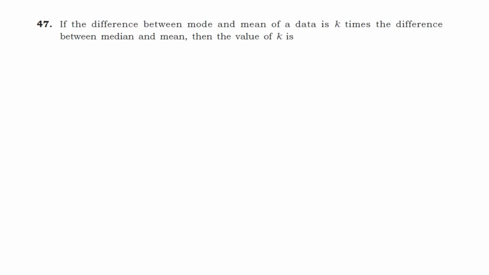So next question. If the difference between mode and mean of a data is k times the difference between median and mean, then the value of k is. This is also a direct question. If you go through the concept thoroughly, it's direct. No need to do any calculation, no need to put pen on the rough sheet also. Why? Because we all know directly that mode minus mean equals 3 into median minus mean. So k value is 3.